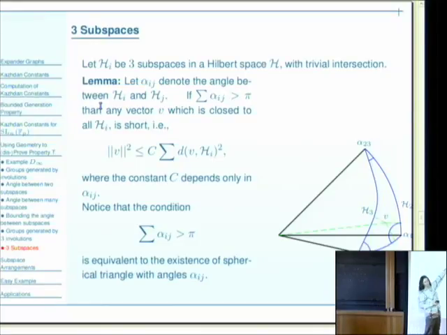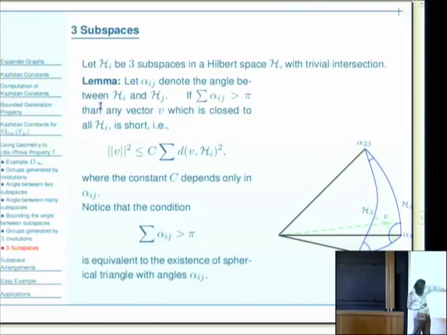I really need this condition, that the sum of the angles is more than pi, because otherwise I cannot build this picture in the 3-dimensional space. Simply, there are no 3 planes in the space such that the angles between them are equal to this thing. If this condition is not satisfied, it's very easy to see that there is no bound for the angle.